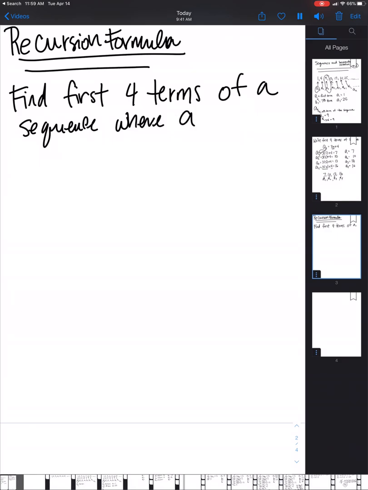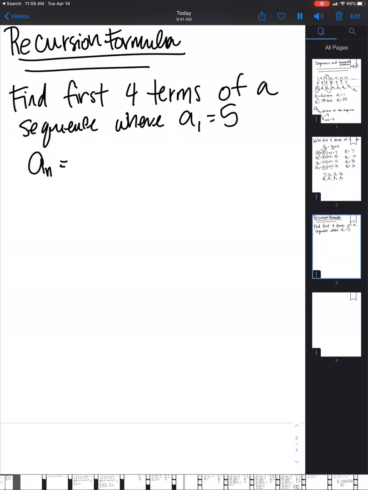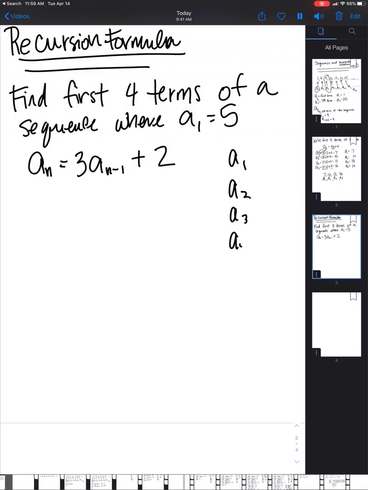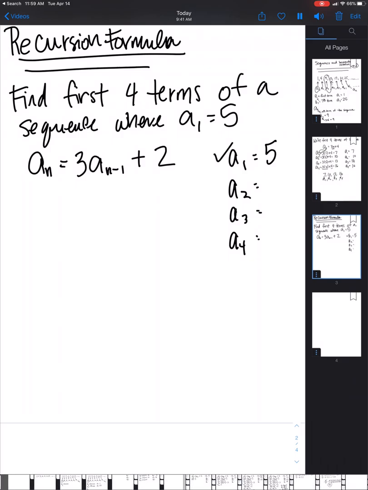Where A1 equals 5, so they give us the first term, and then they give us the formula: AN, the nth term, equals 3 times A, subscript N minus 1, plus 2. Same type of thing. We're finding the first 4 terms, so we want A1, A2, A3, A4. We already have A1, which is 5, check. Watch carefully, I'm going to line it up with the equation.